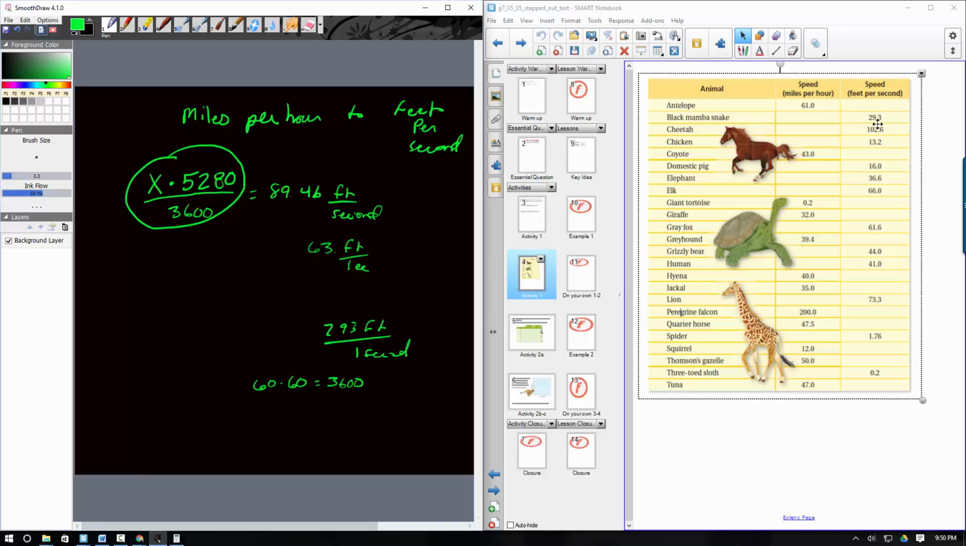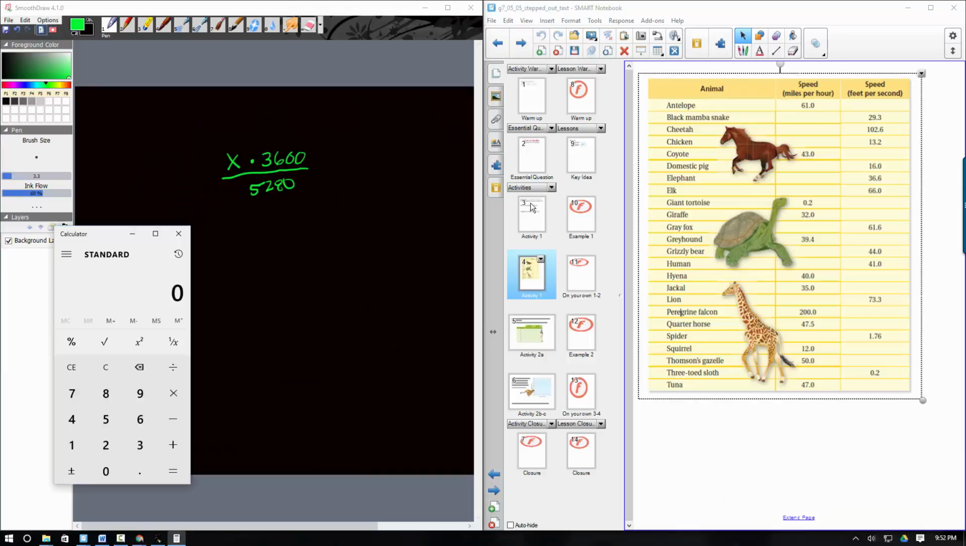Let's figure out feet per second to miles per hour. So in this case, I have my feet per second, which is my X, and I want to go to miles per hour, right? So I have seconds on top, so I want to multiply by whatever it takes to get back to hours. In this case, it was 60 times 60, so this would be X times 3,600, and I have to divide that by the amount of feet in a mile to determine how many miles it would be. So as an example, let's do this black mamba snake. So I'm going to do 29.3 times 3,600 divided by 5,280.